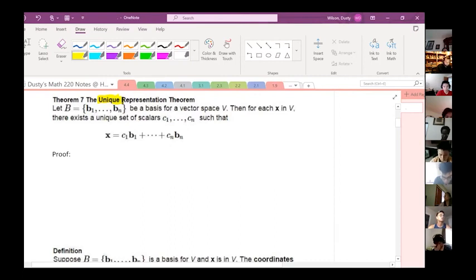So here's our proof. Again, since it's a uniqueness proof, we're going to assume that things are not unique and show that that gives us sort of a contradiction. Here's our claim. Here's our proof.